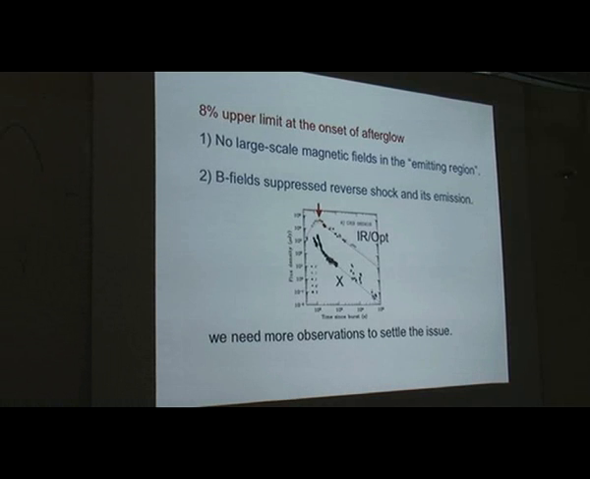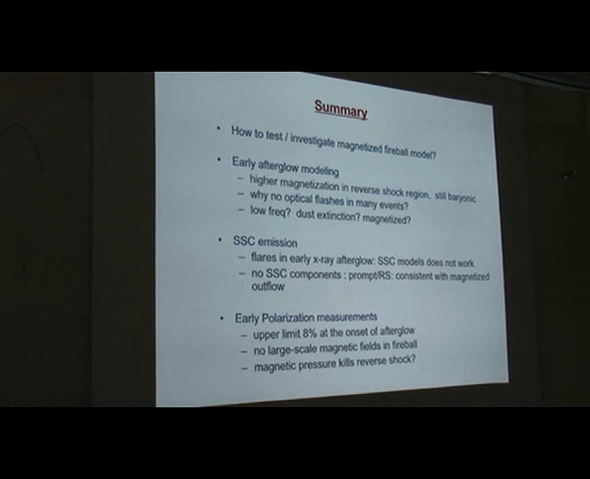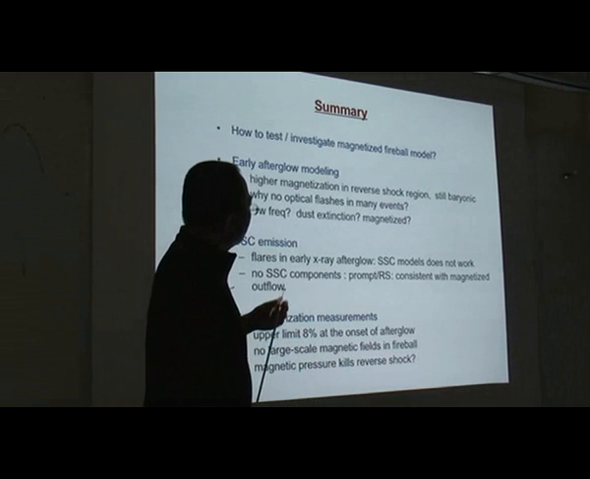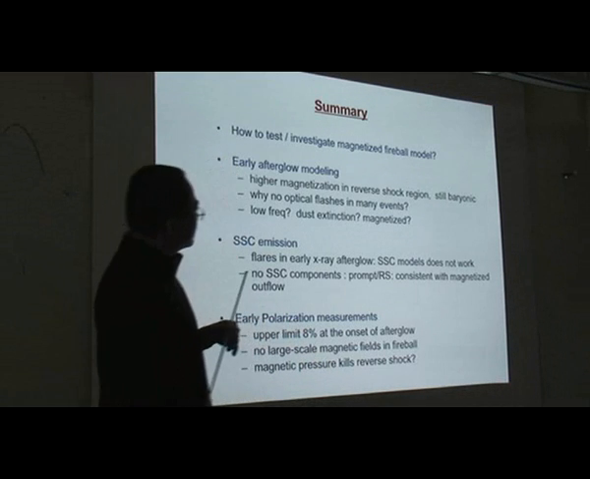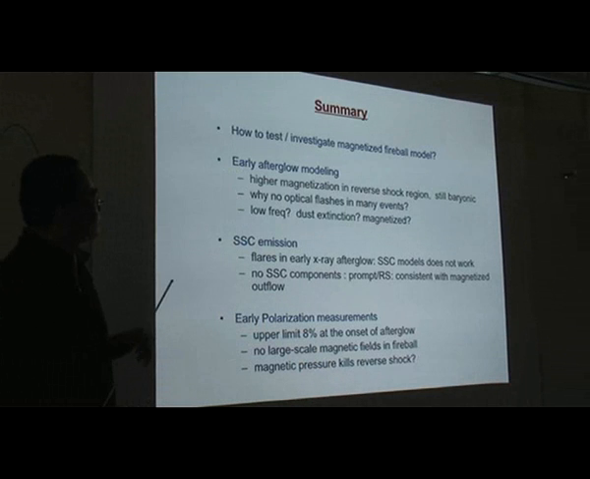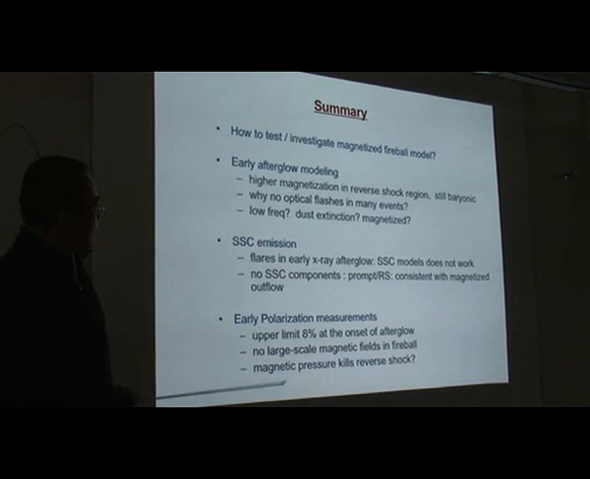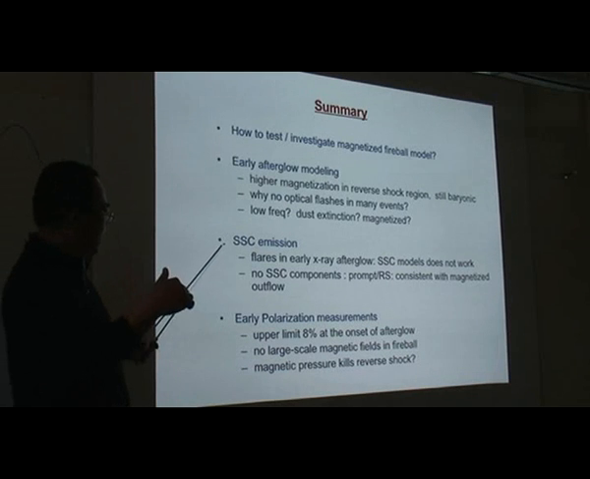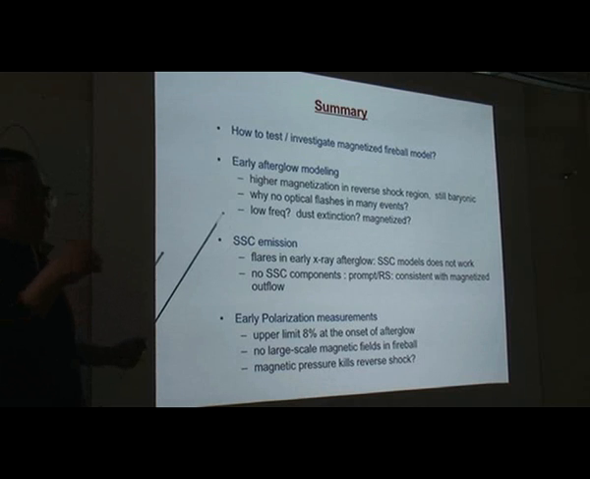Okay, so this is basically the summary of my talk. I discussed how to test and investigate the magnetized fireball model. And I discussed three methods. One is early afterglow modeling. And in principle, the ratio between the synchrotron component and the SSC component. This ratio can tell us about the magnetization of the emitter. But so far we don't have very useful information.